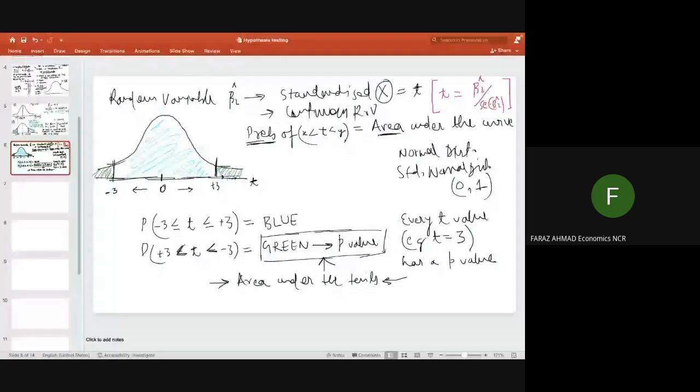So here t is equal to beta 2 hat, the value of the estimator, divided by the standard error of beta 2 hat. That's how we convert it. So that's standardization, right? Because we have converted a beta 2 hat into a t by dividing it by the standard error of beta 2 hat.